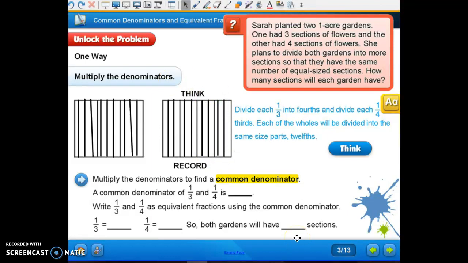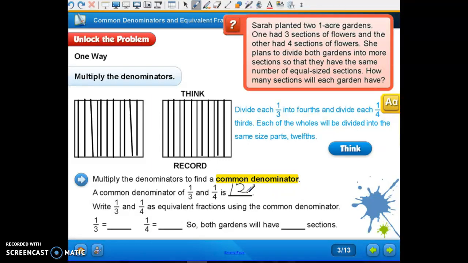So it says multiply the denominators to find a common denominator. What is our denominator in 1/3? 3. What's our denominator in 1/4? 4. And 3 times 4 is 12. So 12 can be a common denominator between 1/3 and 1/4.